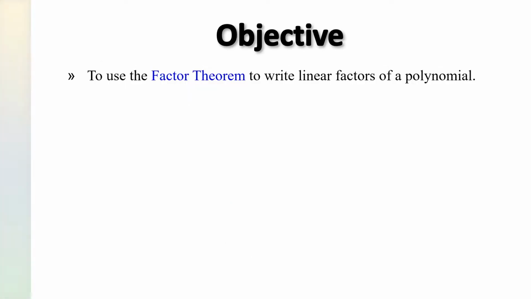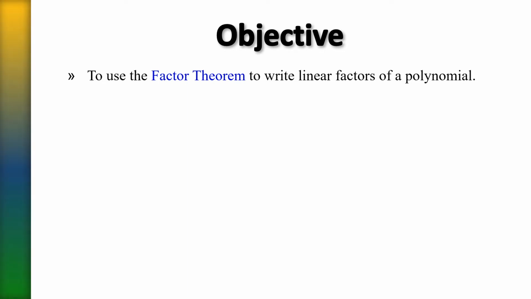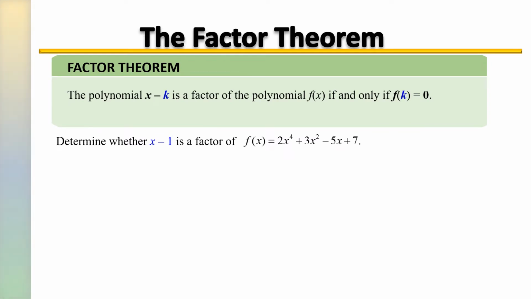In this lesson, we will use the factor theorem to write linear factors of a polynomial. Recall with the factor theorem that if x minus k is the divisor of a polynomial function, and f of k equals 0, then k is a 0 of that polynomial.